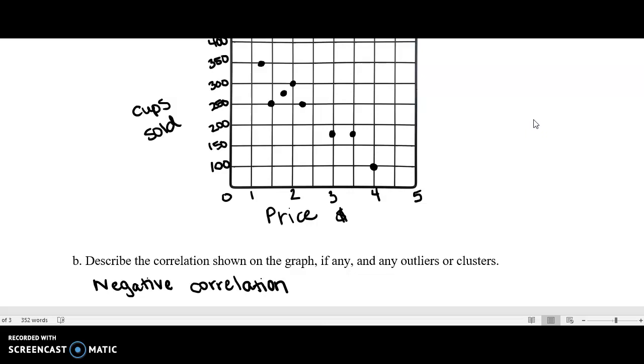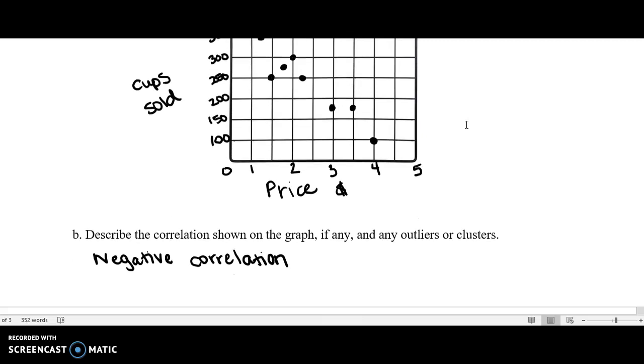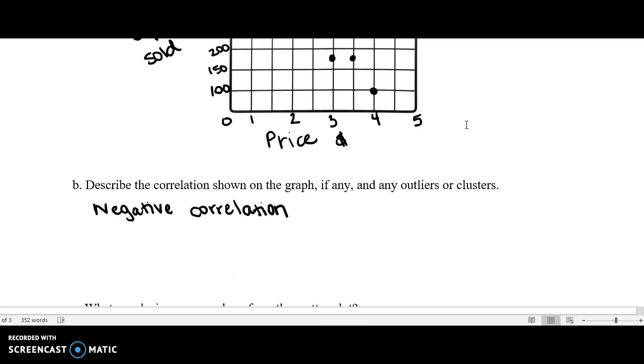Okay, does it have any outliers? Hopefully you're screaming, yes, of course it does. We got this dude way up here. Why were 500 cups of frozen yogurt sold for $5? Who knows? Maybe it was a really hot day that day and people would have paid anything for the frozen yogurt. Maybe the frozen yogurt ice cream tasters came into town and paid the $5. We don't know. Anything could have happened there. So yes, we do have an outlier.